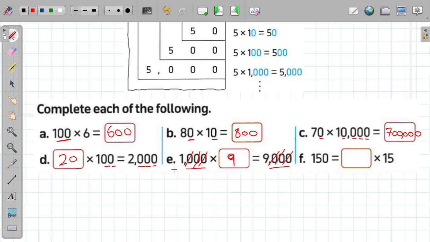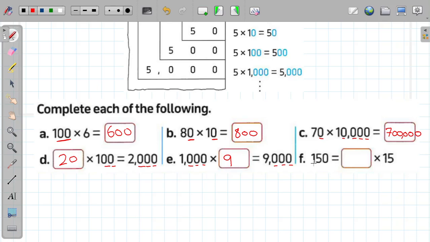So let's make sure of this. I have 1000 times 9 equals 9000. So I will multiply 1 by 9 equals 9, and I have here 3 zeros, so I will have 3 zeros, okay? Next I have 15 or 150 equals what times 15?